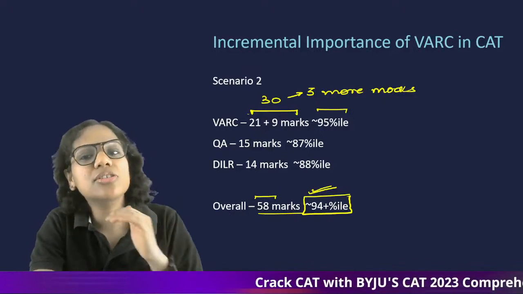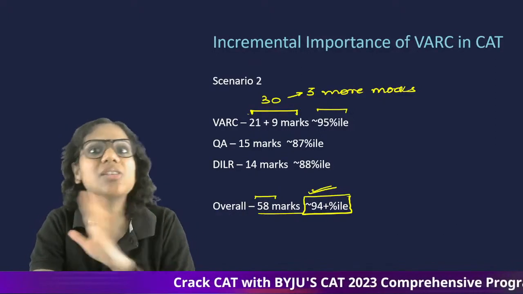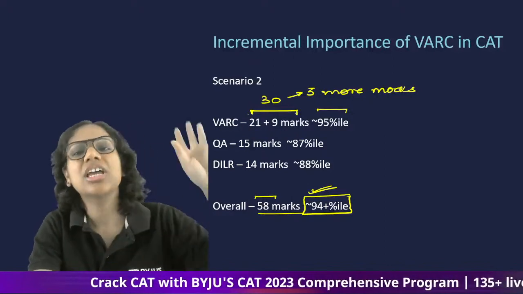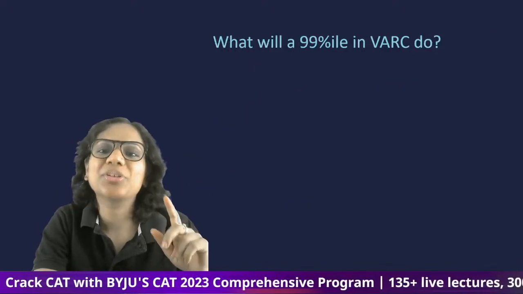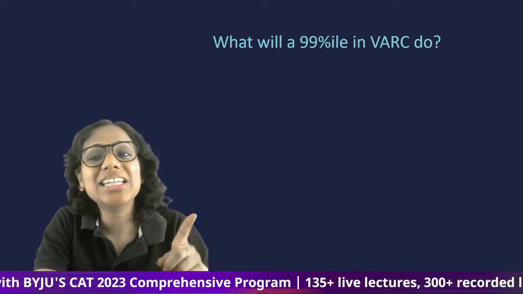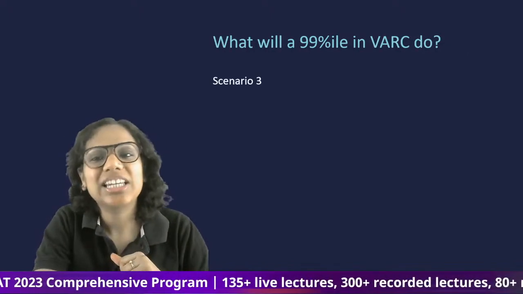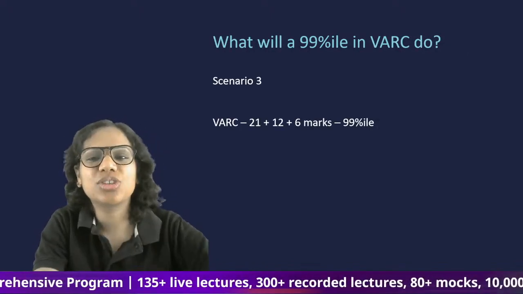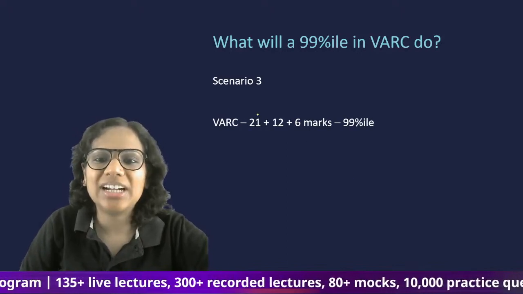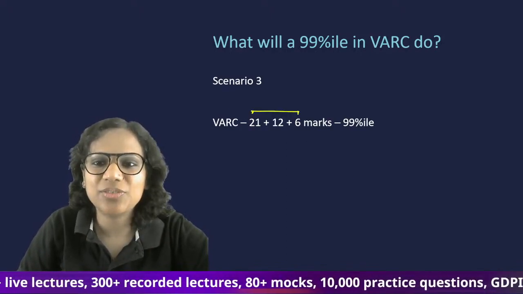So if let's say you are also such a student for whom one section is a winner section. One section is where you ace it. So what happens in that scenario? What will a 99 percentile in VARC do for you? Let's see that. So this is scenario 3 where you've added, see what I have done here.